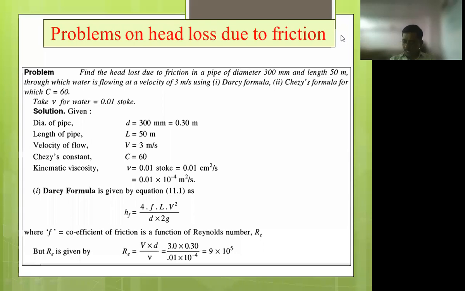So as we know that this Darcy-Weisbach equation, Chezy's formula, these are applicable for the turbulent flow. So first of all, we will check whether the flow is turbulent or laminar, by finding the Reynolds number. After finding Reynolds number, you will come to know whether the flow is laminar or turbulent. And from this Reynolds number, after that, we can find the value of f.